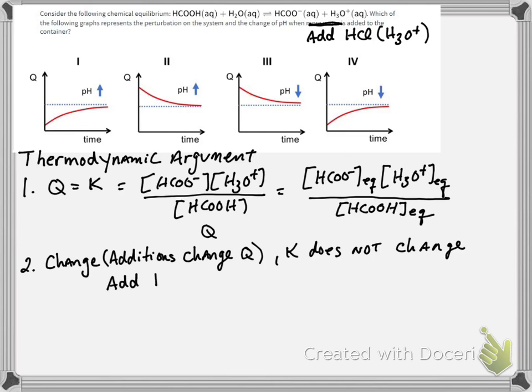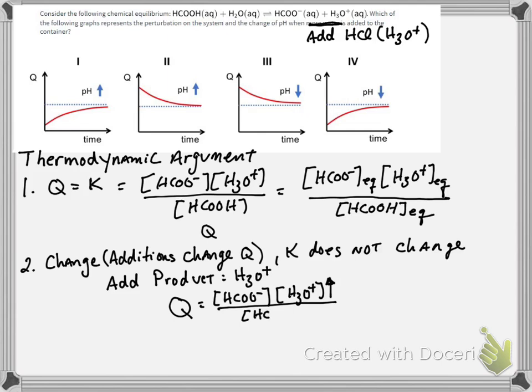When we add it to the system, we want to recognize that H3O+ is a product, and so it's going to immediately increase the concentration of the products. That immediately increases Q because Q is directly proportional to products, since products are in the numerator of Q. It's the only concentration that instantly changes. K does not change.